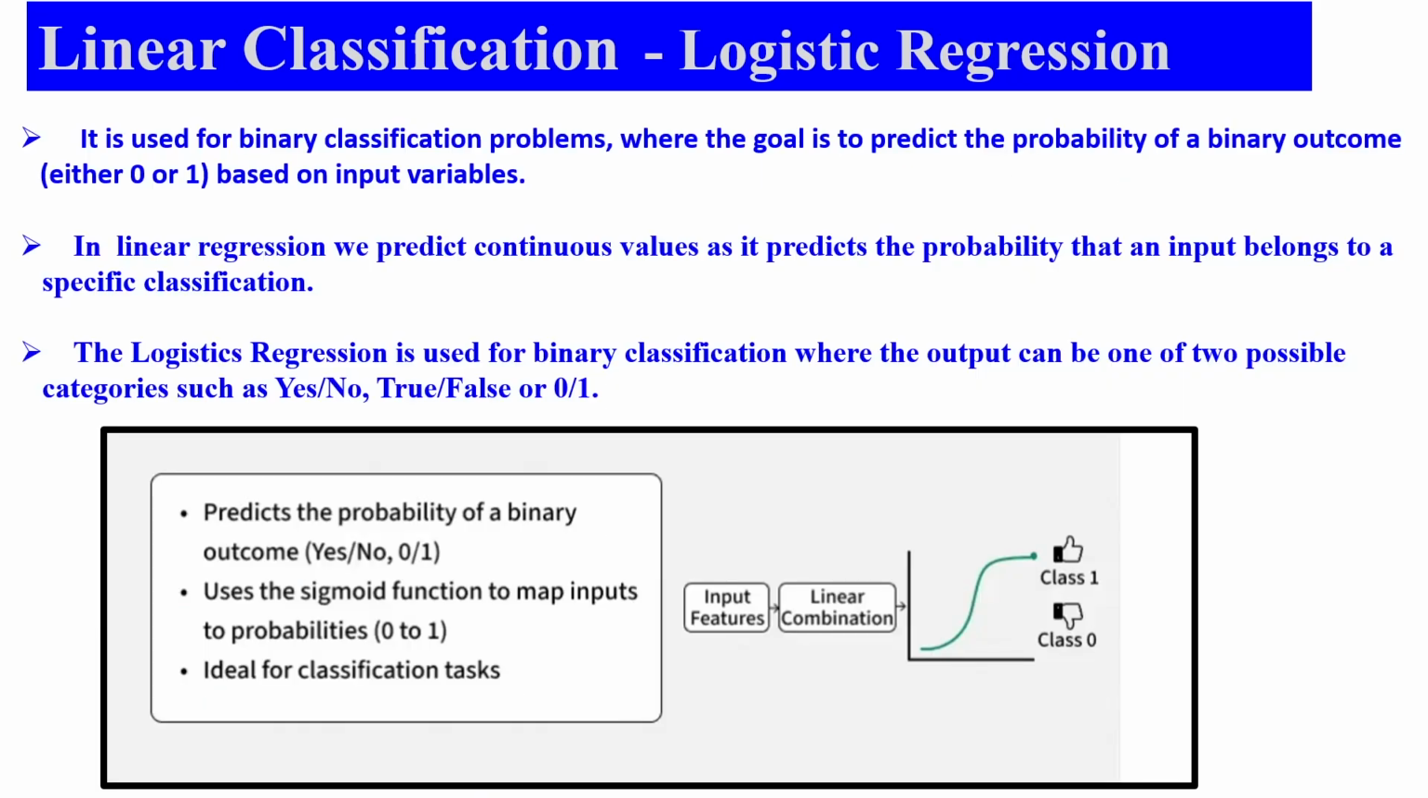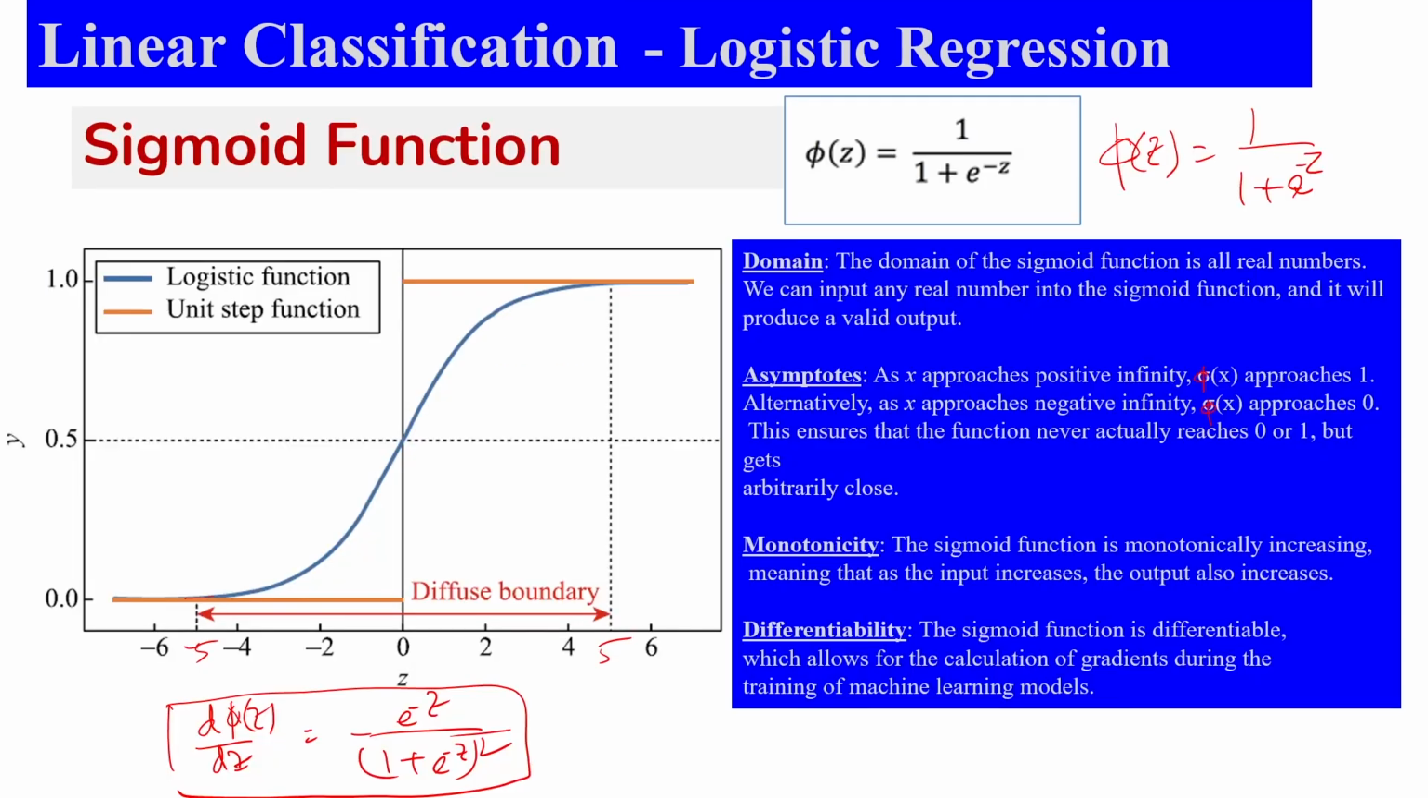So, I go back again. We predict the probability of a binary outcome, 0 or 1, or yes or no. I want to use the sigmoid function to do that. Now it is clear to you why we use the sigmoid function and how we can use it. Now let me talk a little more on these aspects.